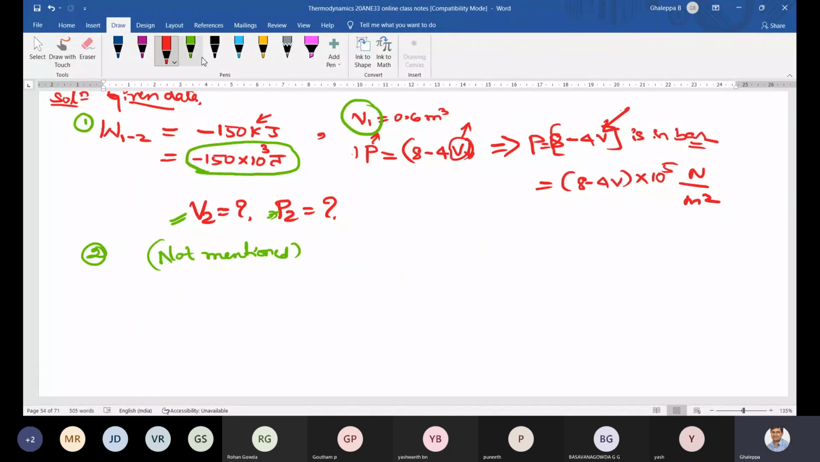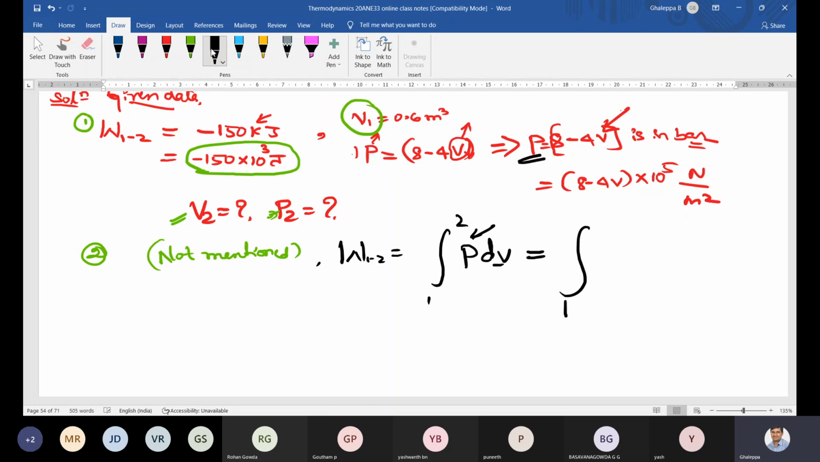That I will write here. Expression for work done during the 1 to 2 process, integral of 1 to 2 PdV. But P is not given directly. Volume is also not given. But the equation is given, and this equation I will substitute. Initial to final. And dear students, again I am telling you, this is not standard. Either you take A to B, C to D, X to Y, P Q Z, no issues. But the standard is 1 to 2.